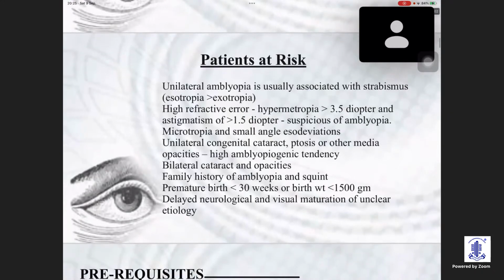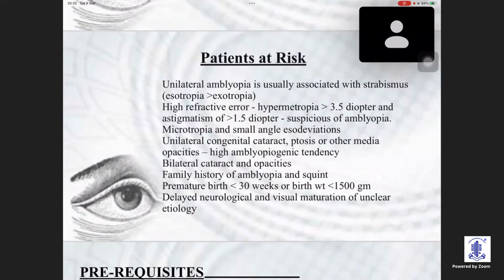Then who are the patients who are at risk? Unilateral amblyopia is associated with strabismus, and more in esotropes as compared to exotropes. If there is high refractive error, if hypermetropia is of more than 3.5 diopter, astigmatism of more than 1.5 diopter, you must suspect amblyopia. If there is presence of microtropia and small angle isodeviations, you must rule out amblyopia. Presence of unilateral cataract, congenital cataract, ptosis or other media opacities, they have high amblyogenic tendencies. Bilateral cataracts with opacities. If there is family history of amblyopia and squint, if there is a premature baby, and if there is delayed neurological and visual maturation of unclear etiology, these are the patients who are at risk for development of amblyopia.